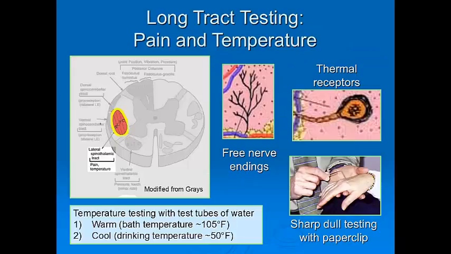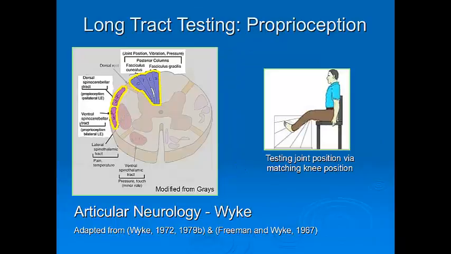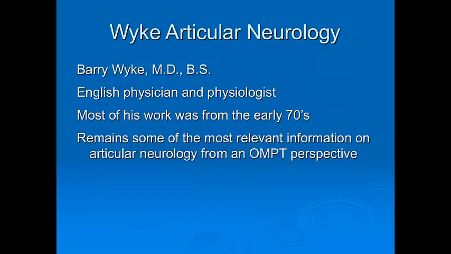In testing pain and temperature, which are transmitted up the lateral spinothalamic tract. Proprioception, by means of many receptors within the joints, ligaments, and muscles, tendons, capsules, and articular fat pads, is transmitted through the posterior columns and the dorsal and ventral spinocerebellar tracts.